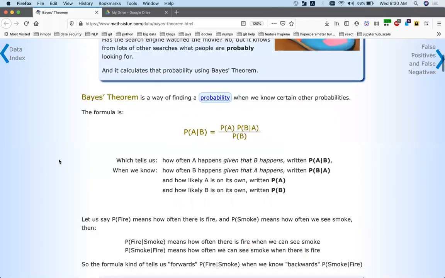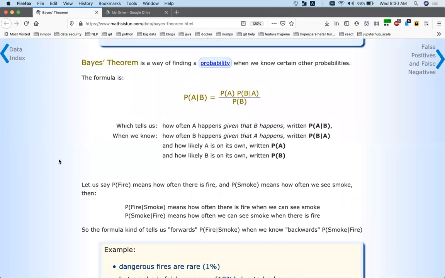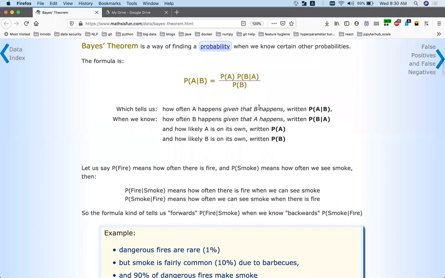Let's say Bayes theorem is a way of finding a probability when we know certain other probabilities. The formula is P of A given B is equal to P of A times P of B given A, divided by P of B. This is actually conditional probability. There are only two events here, A and B.